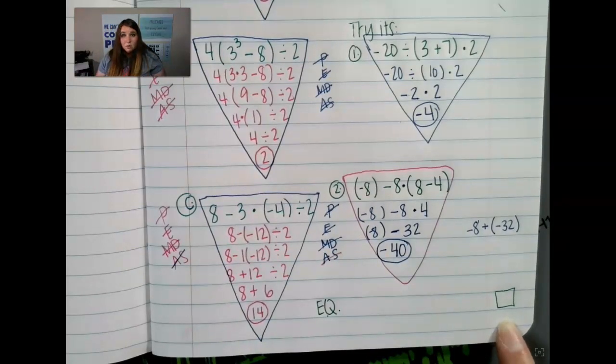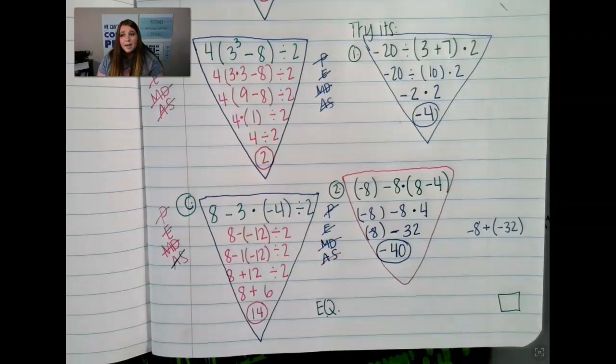1, I have no clue what we're doing. I don't remember this from 6th grade. I don't remember this from 7th grade. And I really need some extra help here. 2, I was okay until you threw in the negatives, and now I need to review my negative rules. Or 3, I'm doing awesome. I totally understand this. I got both of my try-its right, and I am ready to do some more problems.